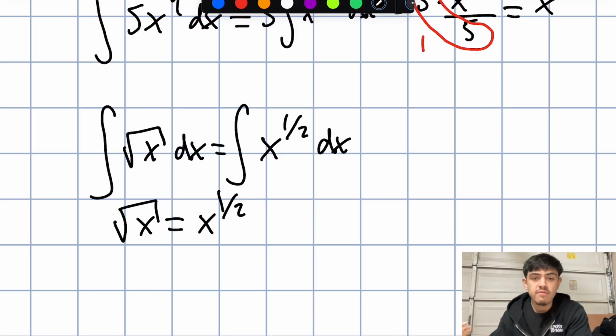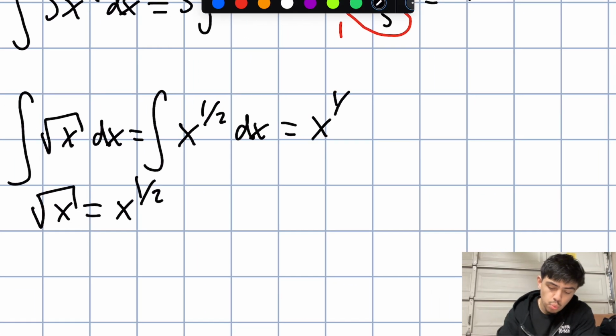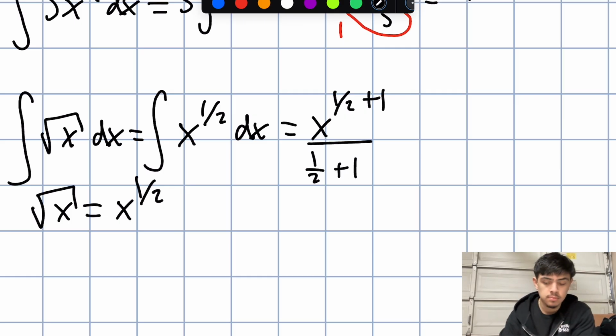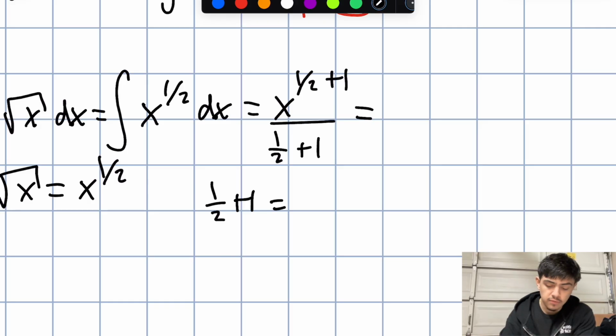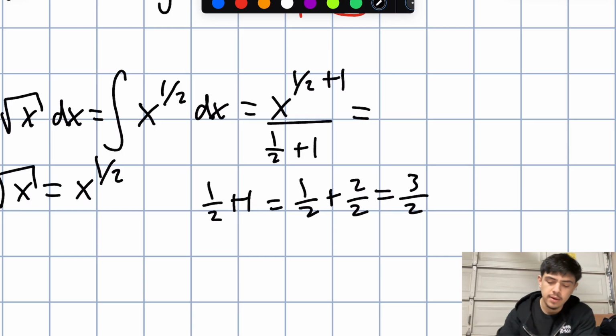And look, we have another case of the reverse power rule. Although we have a fraction, we can still apply the reverse power rule. n is just another number. So let's apply it. We have x to the 1/2 plus 1, divided by 1/2 plus 1. 1/2 plus 1 is 3/2. We get a common denominator for the 1, and we get 3/2. This is basic algebra right here. So now we have x to the 3/2 over 3/2.